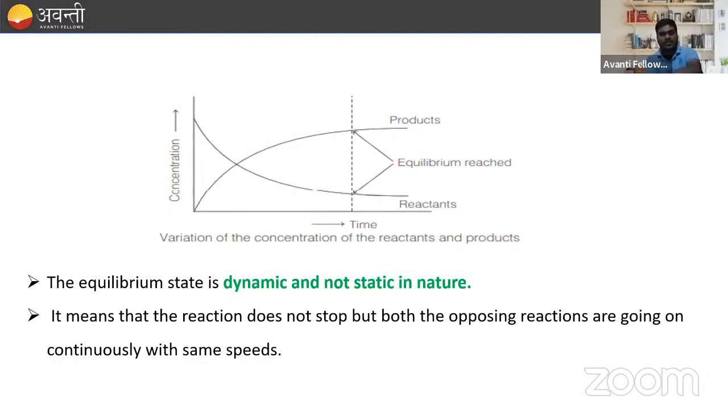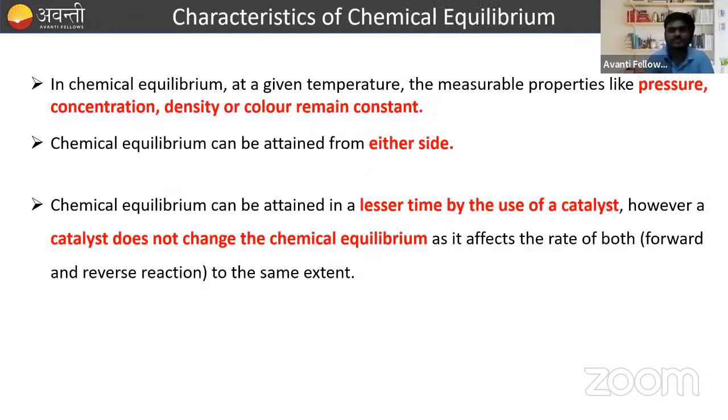So from this graph also we can observe this. This graph is for the variation of the concentration of the reactant and product with the time. So equilibrium state is dynamic, not static in nature. Remember this. It means that the reaction does not stop, but both the opposing reactions are going on continuously with the same speed, right? Sometimes we can see that there is no change in the composition, so it seems they are static in nature. But no, equilibrium is dynamic, not static, right? It means both the opposing reactions are going on continuously with the same speed.